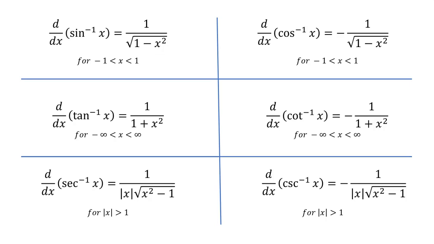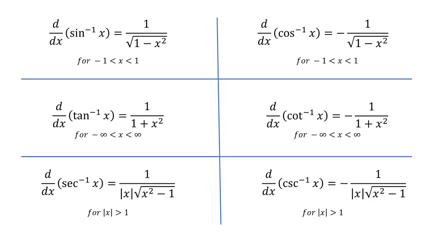And the same thing goes for the inverse tangent function and the inverse cotangent function. The inverse tangent function is a positive value and the inverse cotangent function is a negative value. And again, same thing goes for inverse secant and cosecant. One's a positive, one's a negative.